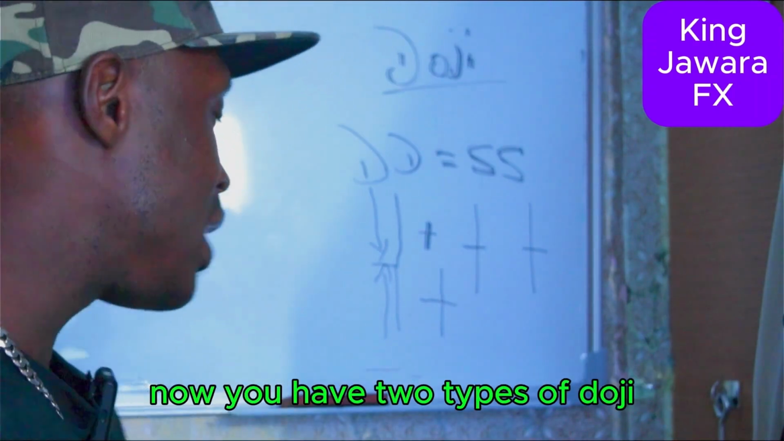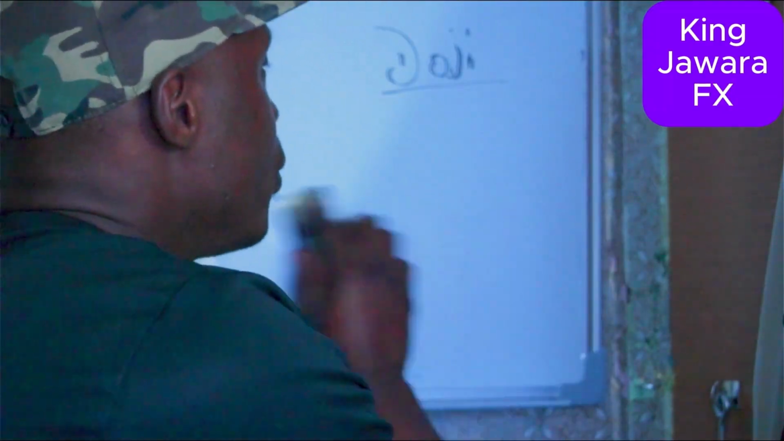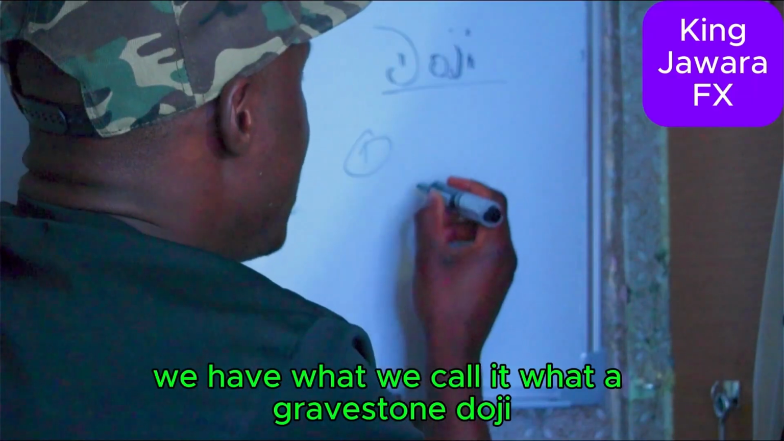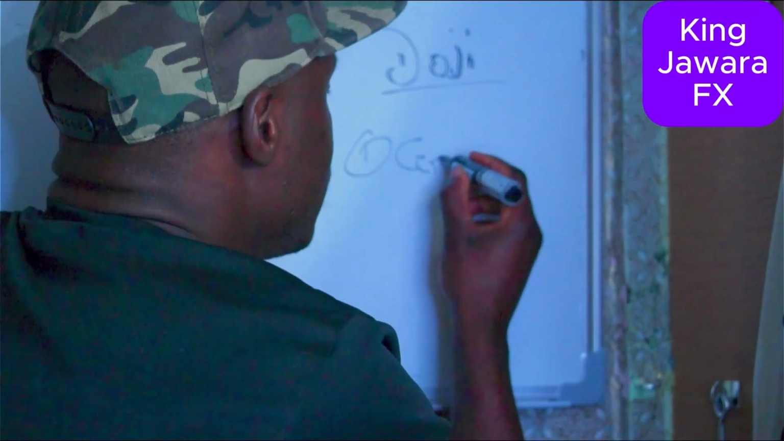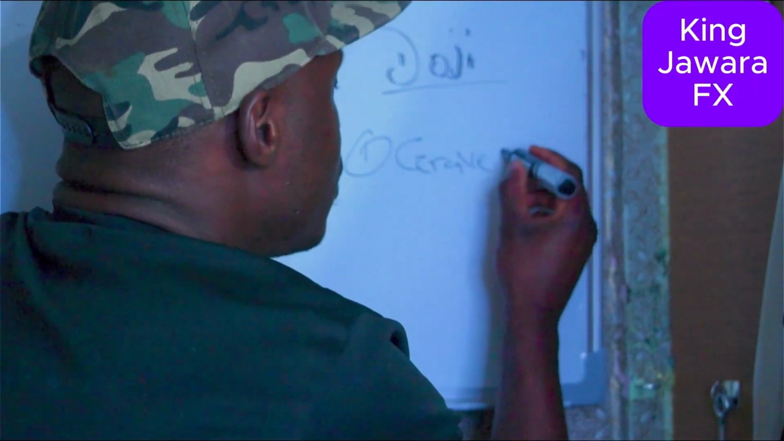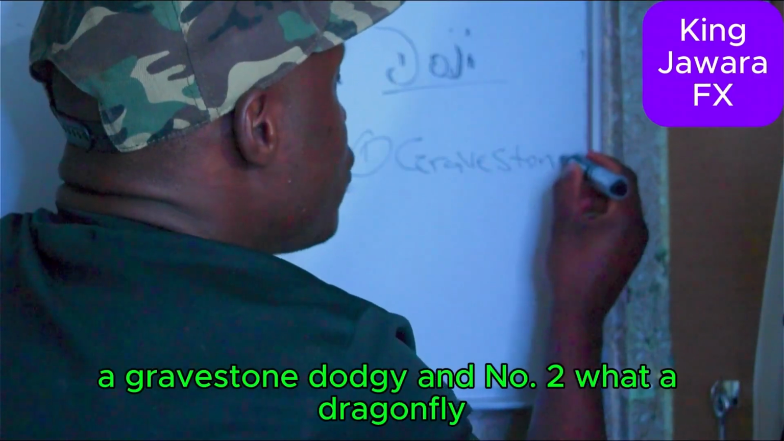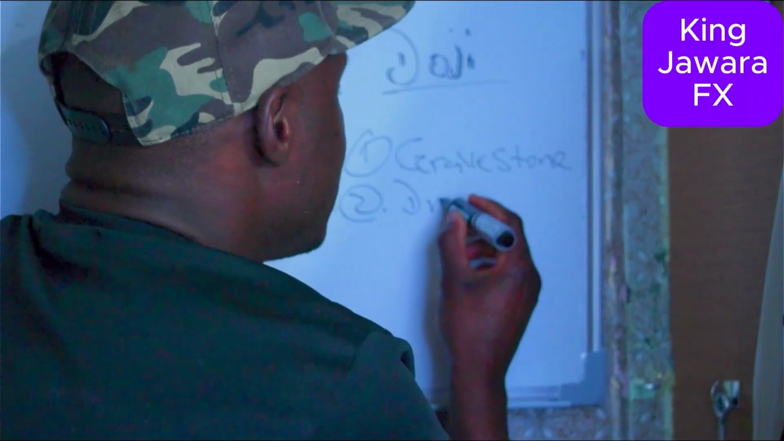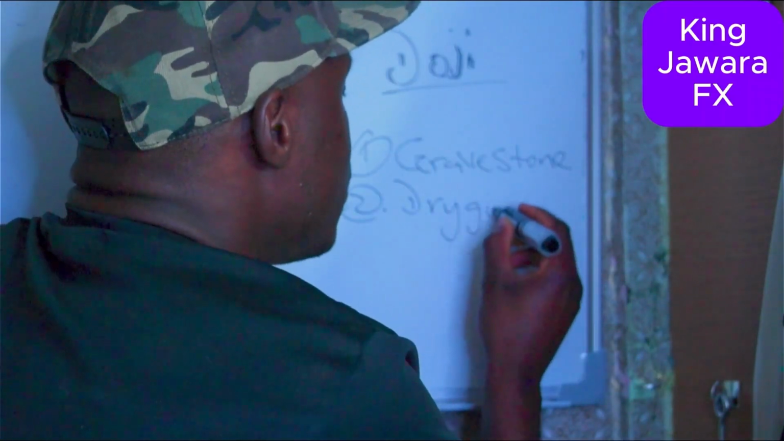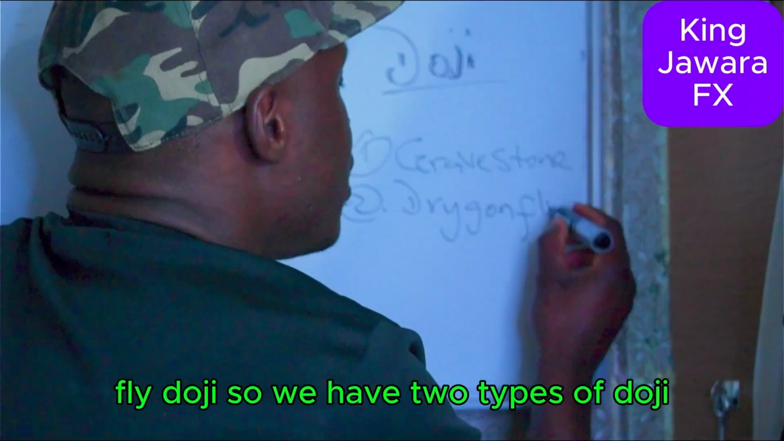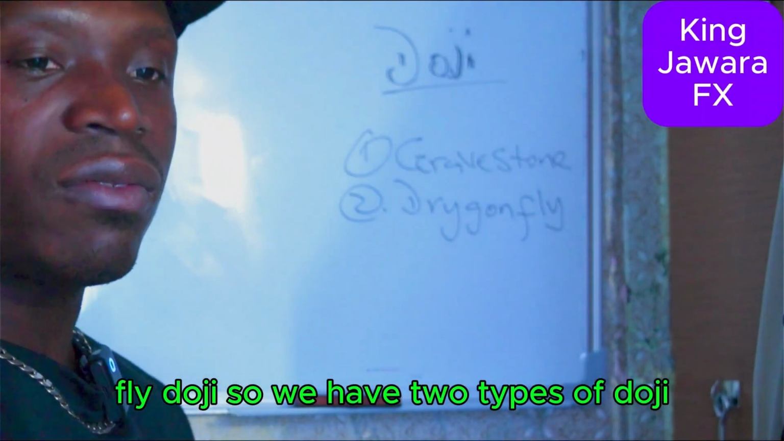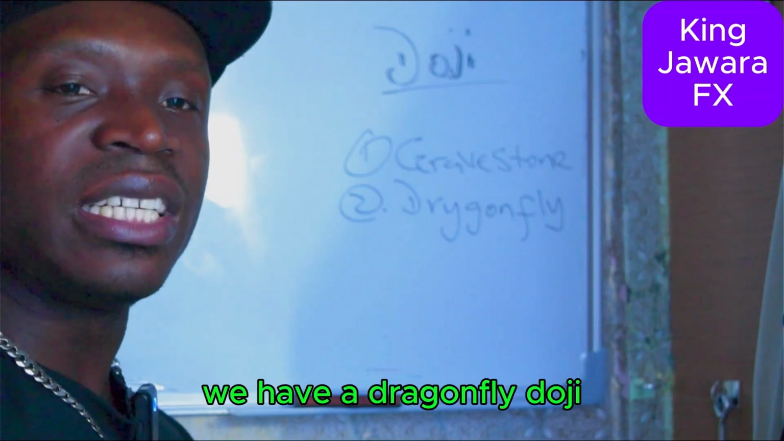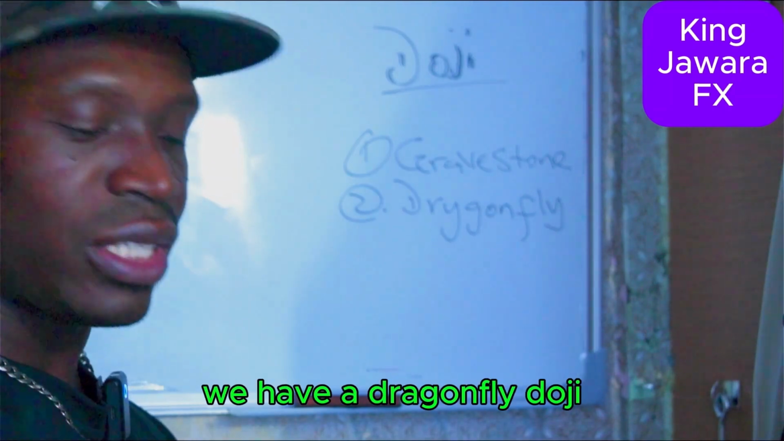Now we have two types of doji. Number one, we have what we call a gravestone doji, and number two, we have a dragonfly doji. So we have a gravestone doji and a dragonfly doji.